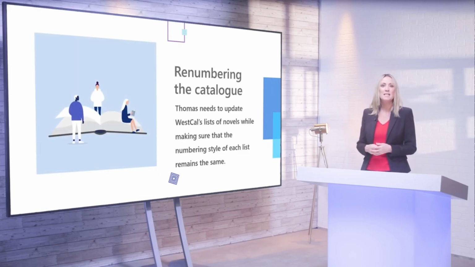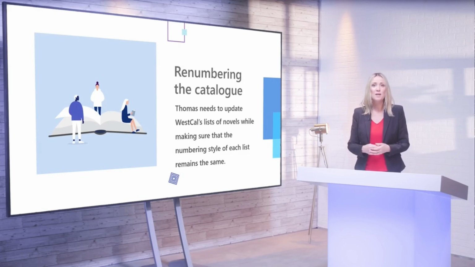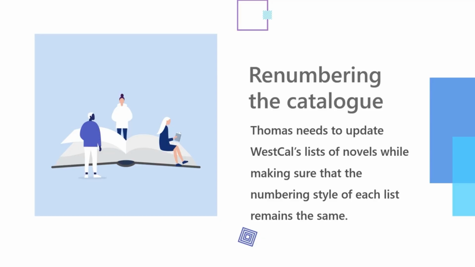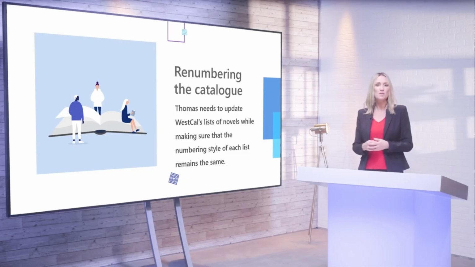Thomas is updating lists of novels published by Westcal. The lists are organized by genre. Thomas needs to add the most recent titles published in each genre to the existing lists. A key part of this task is ensuring that the numbering styles in each of these lists remains the same as new titles are added. To start off, take a few moments to review the methods for renumbering a list.